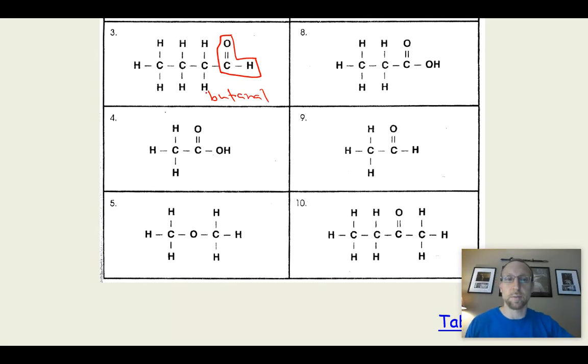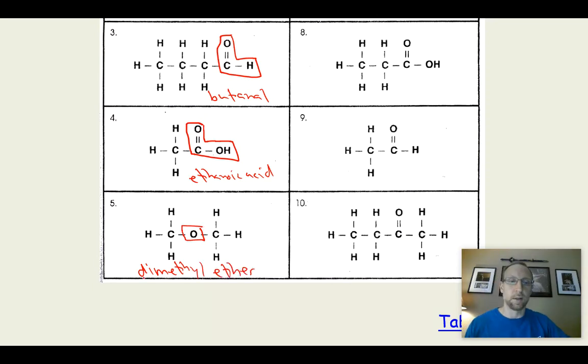4, here's our COOH, so I know it's an organic acid. So this is ethanoic acid. Number 5, here's my central O. So this is an ether. So we name the branches coming off of that O, methyl. So 2 are the same. We say it once and put a di in front. So this becomes dimethyl, and all ethers end in ether. So it's not methyl. It's just dimethyl ether.